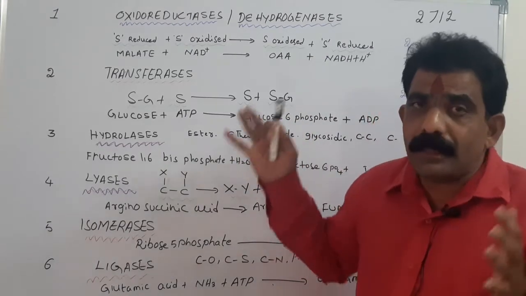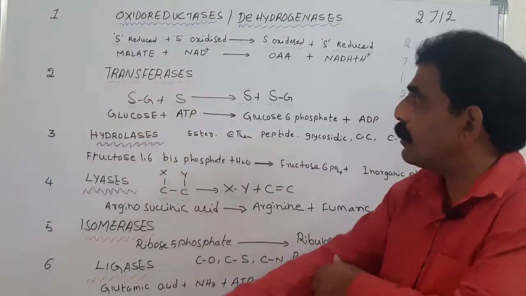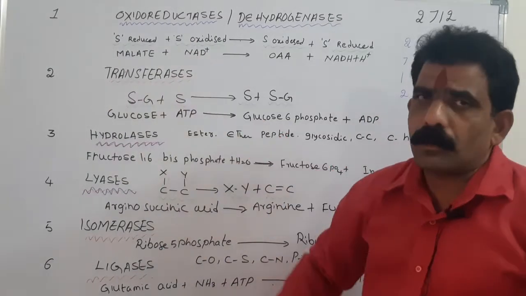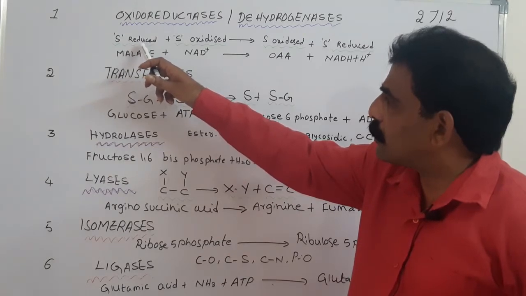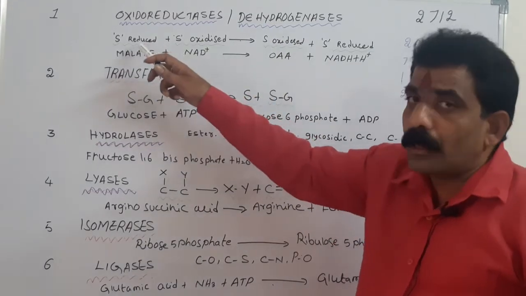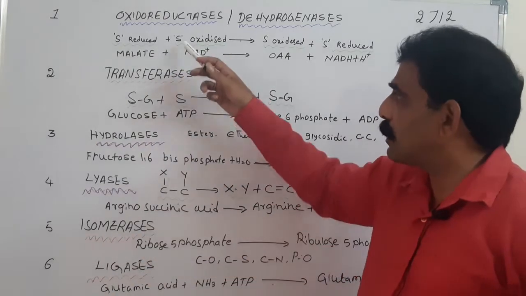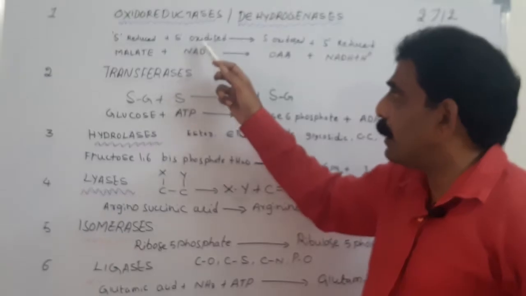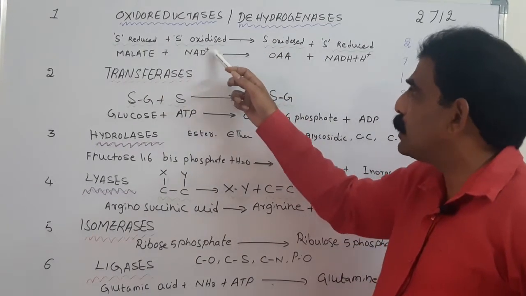The mechanism of these enzymes can be represented through this general equation, which I have written here. S reduced, S oxidized, both are involved. From S reduced, hydrogen is removed so that it becomes oxidized. That removed hydrogen is added to the S oxidized substrate. Substrate which is oxidized, substrate which is reduced. From the reduced one, H2 is removed and added to the oxidized one, so that the reduced one becomes oxidized and the oxidized one is reduced.